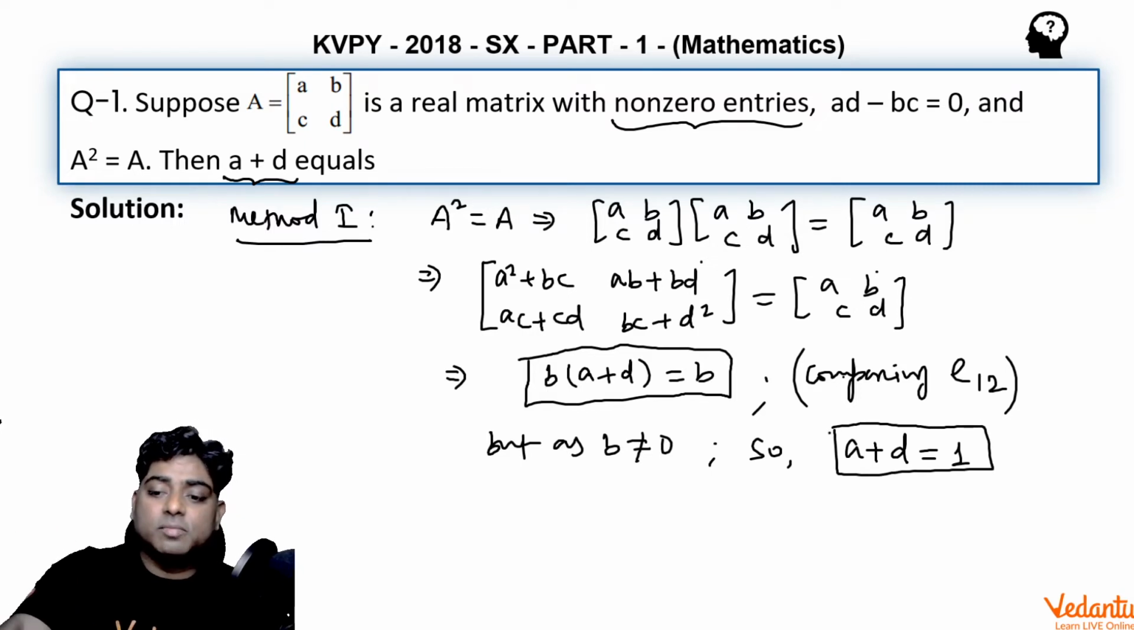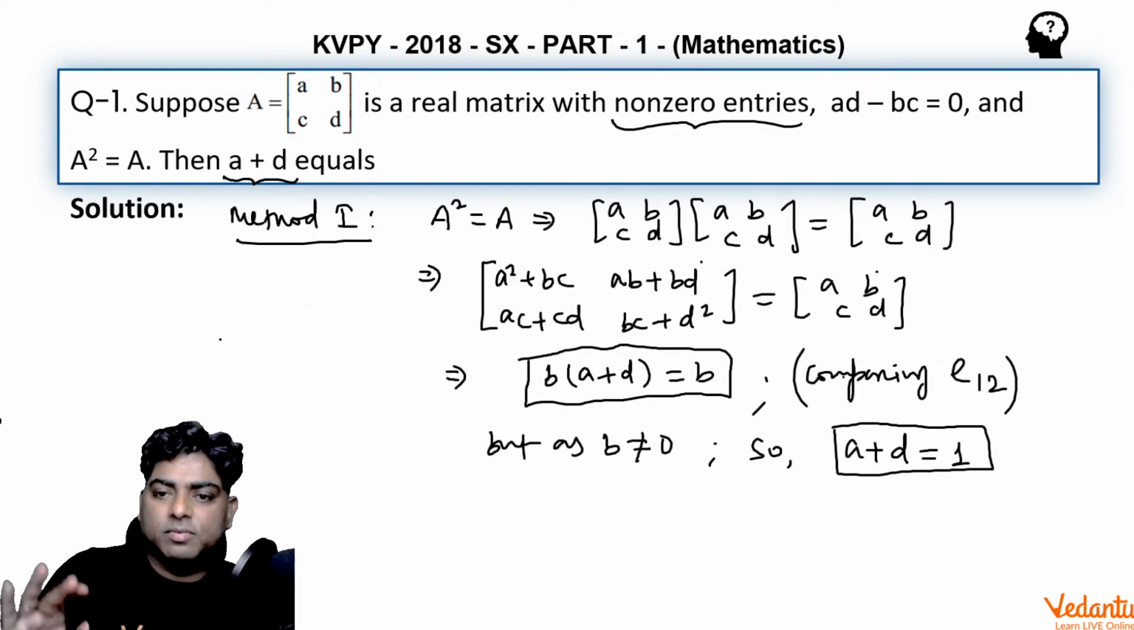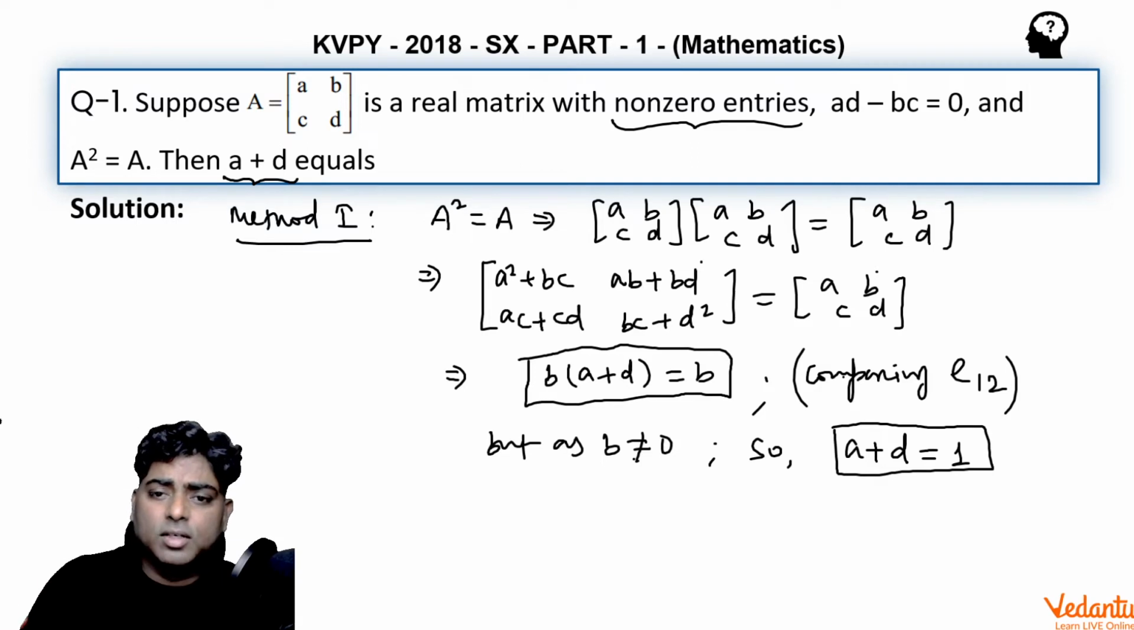The answer to this question must be 1. A plus D has to be 1. So this is a very simple idea, a very simple method. We just found A square and compared it with A, comparing the element of first row and second column, or second row first column, we got A plus D as 1 because no entry was given to be 0. So B was not 0, so A plus D here would be 1. There can be another way also.